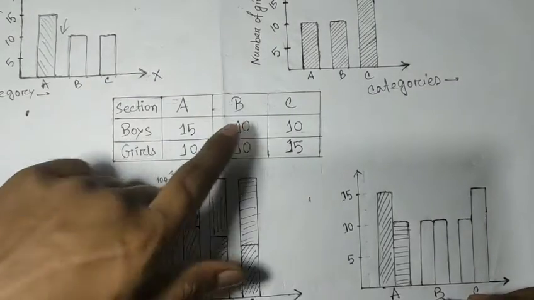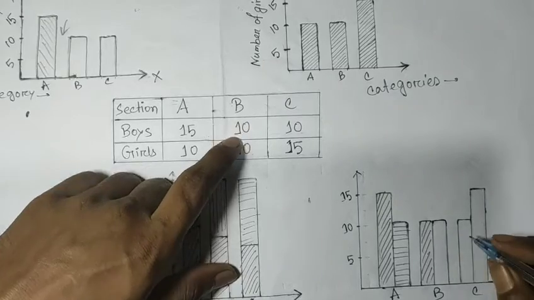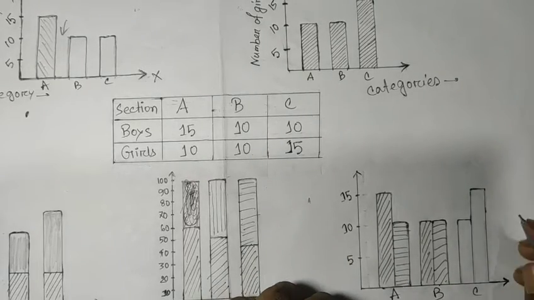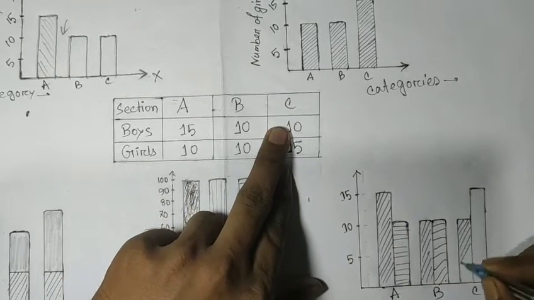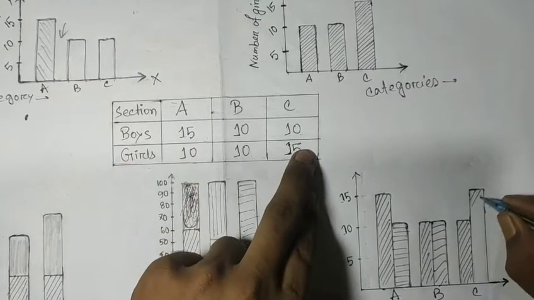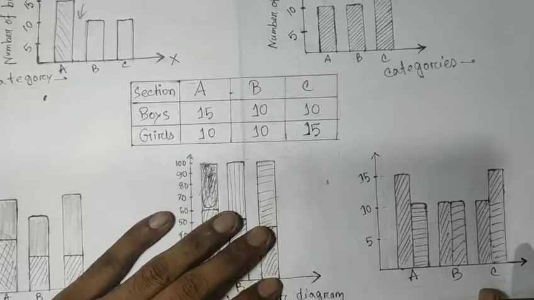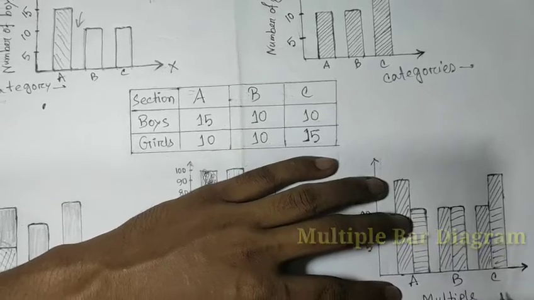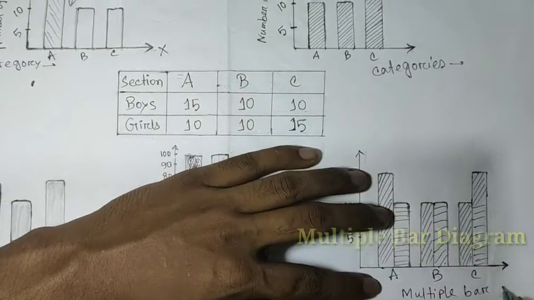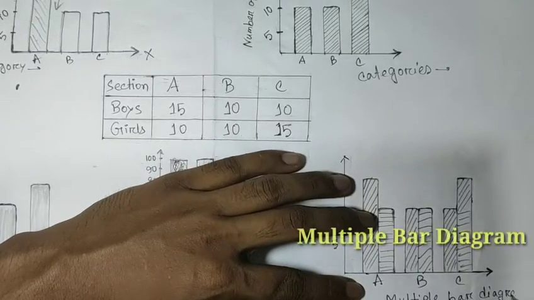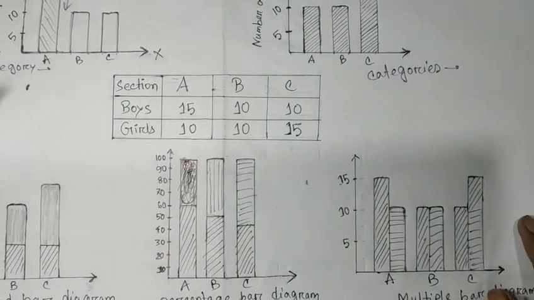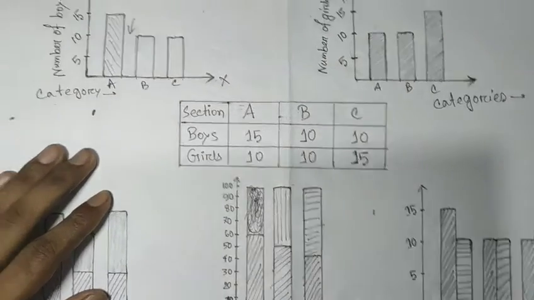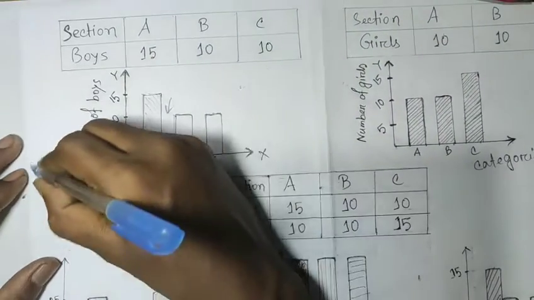For section B, the number of boys is 10, and the number of girls is also 10. And for section C, the number of boys is 10, but the number of girls is 15. It just looks like this. This graph is known as a multiple bar diagram. So here we have learned about the subdivided bar diagram, percentage bar diagram and multiple bar diagram. And at the first time we already learned the simple bar diagram.